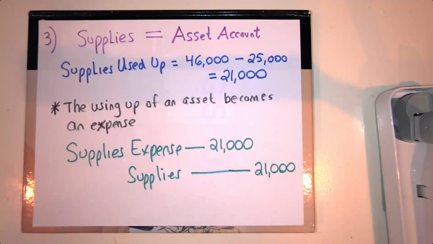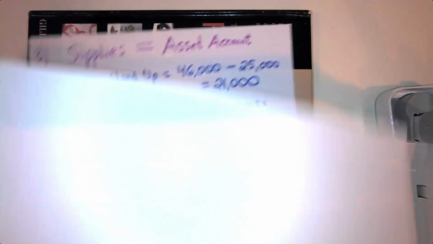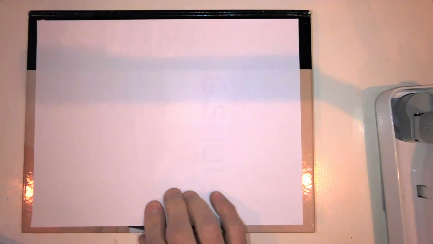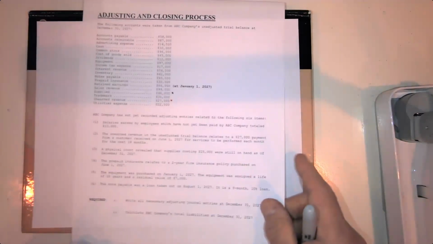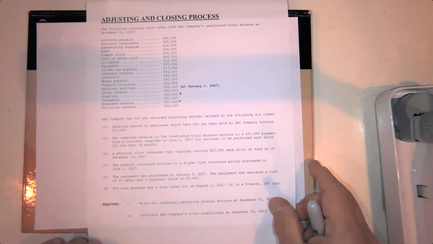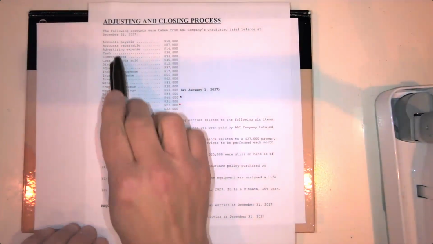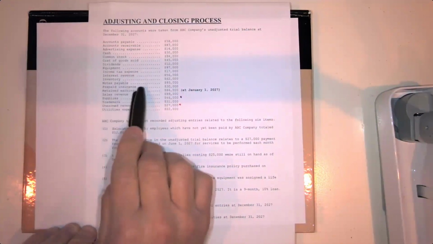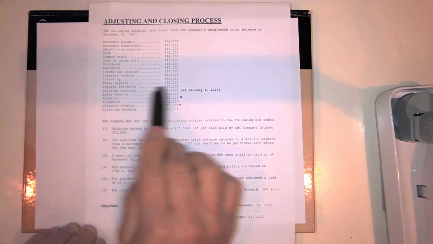Any questions on number 3? All right, good work. Take a look at number 4. I'm going to ask for a new volunteer in a minute. Number 4 tells us about the prepaid insurance. Again, the unadjusted numbers are listed alphabetically, maybe about two-thirds of the way down. You see the prepaid insurance.